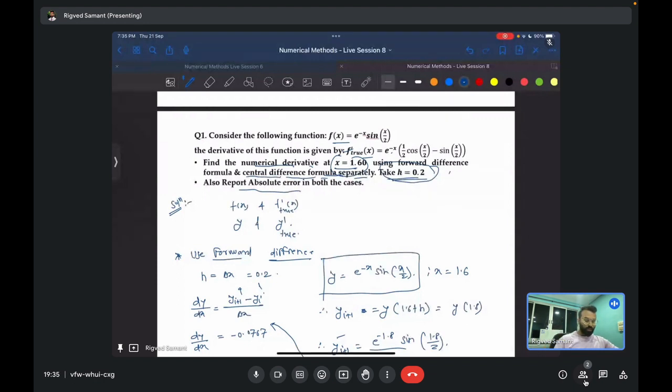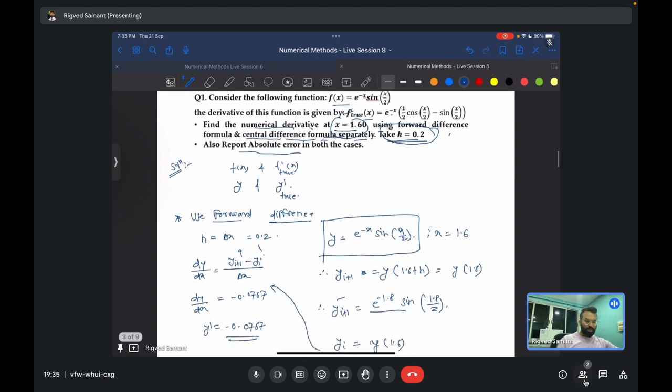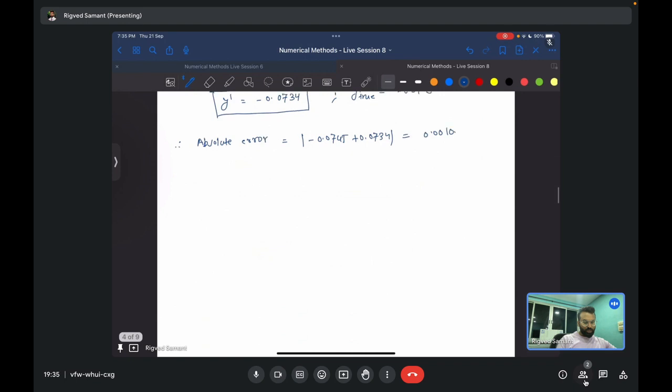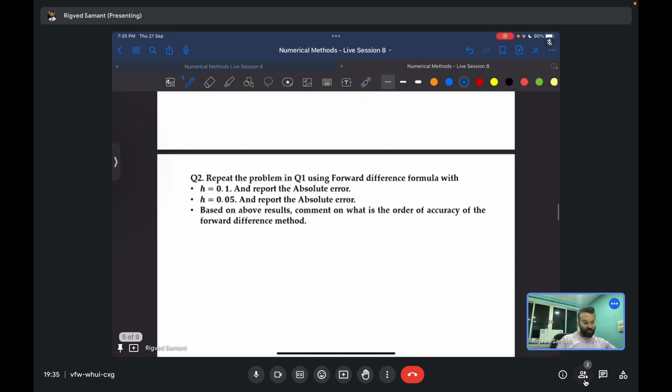So what was the question? In the question, first we had given the value of y, this function was given, then its derivative function was given to you, and you have been told to calculate the function value at x is equal to 1.6, first using a forward difference and next using a central difference formula. So you had to use two different numerical differentiation techniques, and it also asks you to report the absolute error in both the cases. So that's what we have done here. So this was the first question that we wanted to discuss.